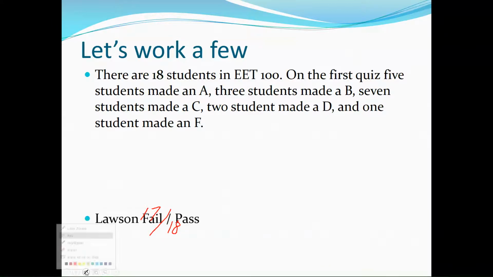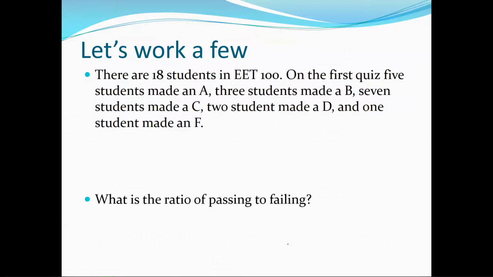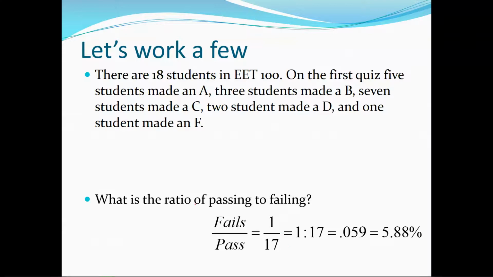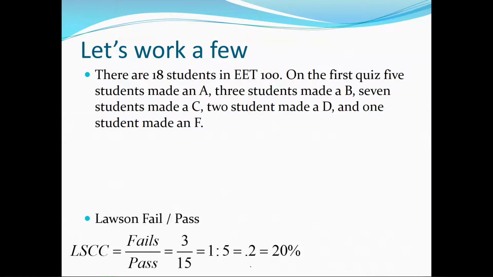So if you go by the loss since pass fail, that instead changes to 3 over 15, or 20%. Personally, I like this one better because of the fail pass rate. You have one person that failed, 17 that passed. That's a 5.88 fail rate. That's not bad. Lawson State fail pass is 20%. That's not so good.